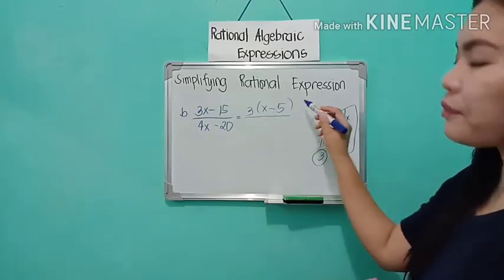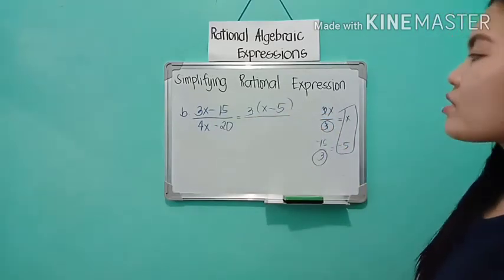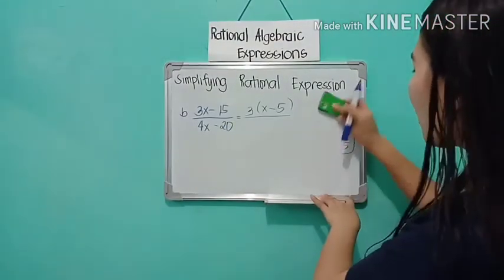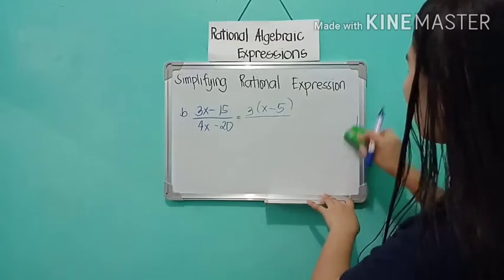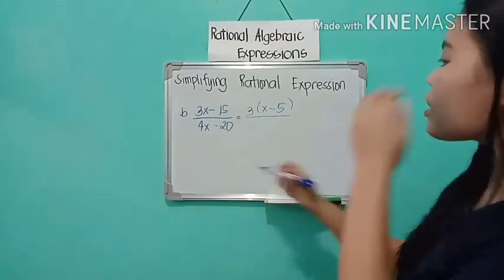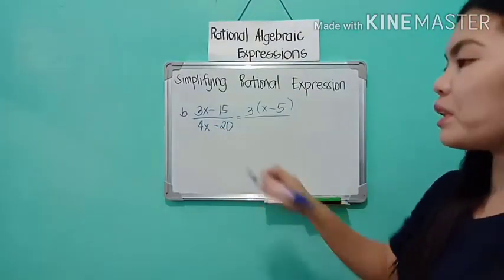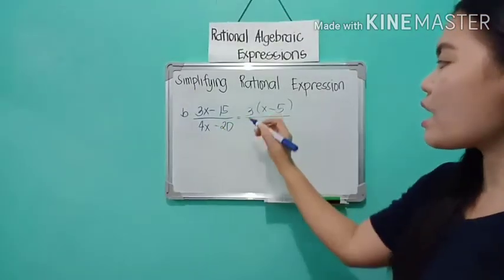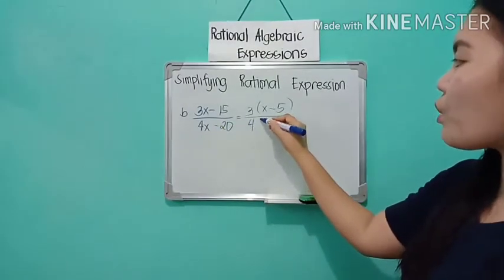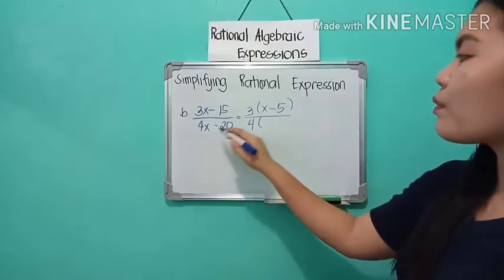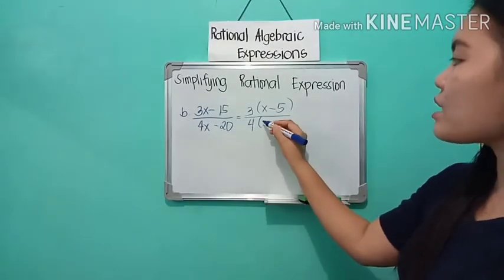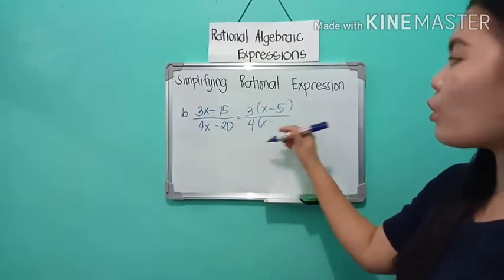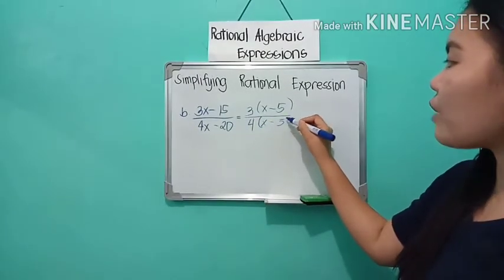So that is the factor on top. Alright, so at the bottom, let's check if the common factor or the remaining factor of the two is the same. So we have here 4x minus 20. What could be the common factor of the two? Let's say the common factor is 4. Alright, so 4x divided by 4 leaves x. And 20 divided by 4, I'm going to say 5.